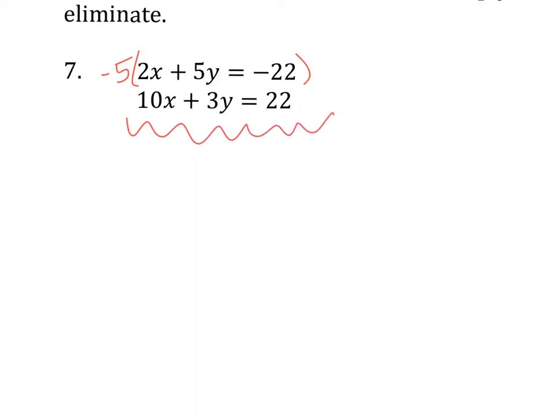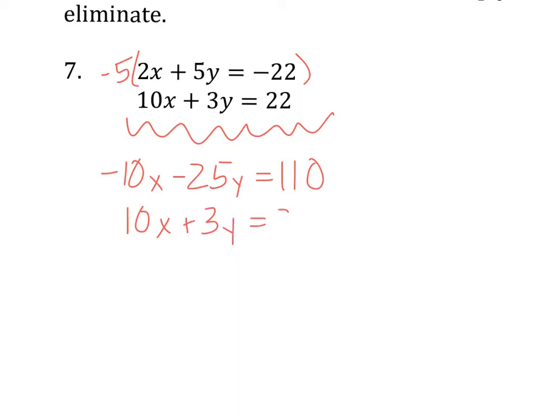Okay, so now let's rewrite our system. The new top equation is now negative 10x. Negative 5 times 5y is minus 25y. Bring down your equal sign. Negative 5 times negative 22 is positive 110. My second equation didn't change at all, right? I didn't multiply it by anything. 10x plus 3y equals 22. Now I have opposites with the x's, and now I'm ready to add down.